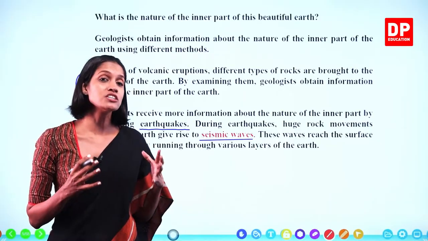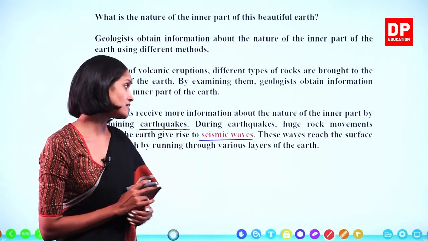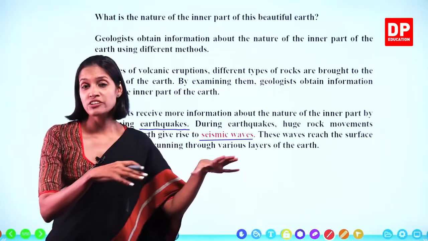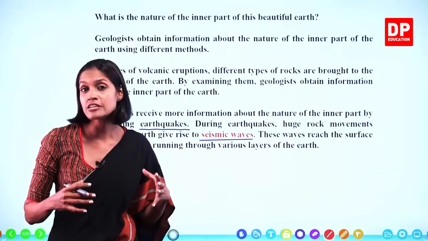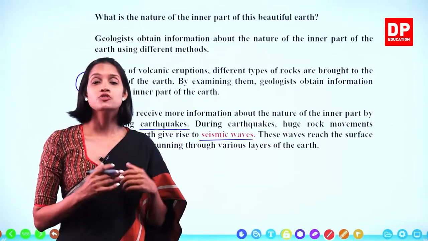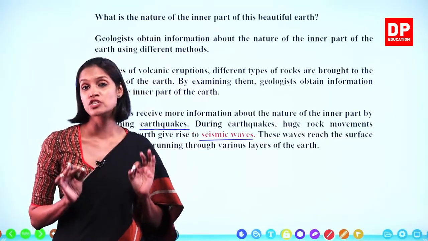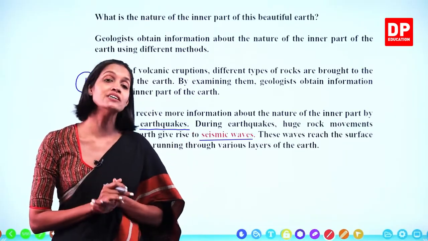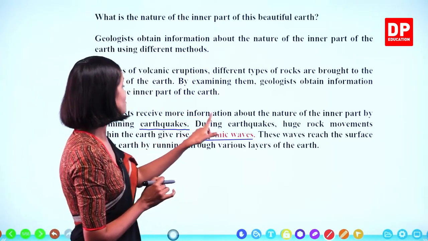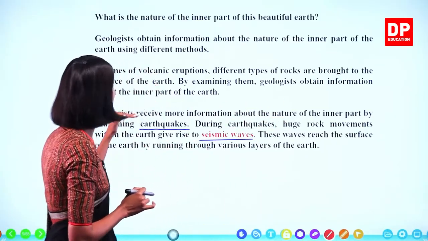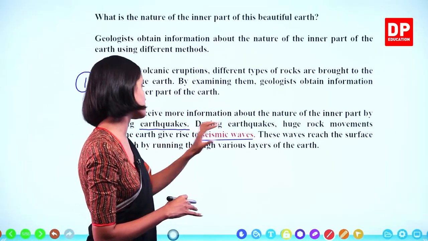There is a special type of instrument called a seismometer. Right, children? So we have to install different seismometers in different parts of the earth. And so seismometers can sense the earthquakes. So the seismometers can measure the strength of the earthquakes using a special scale or special unit called the Richter scale. Right, children?